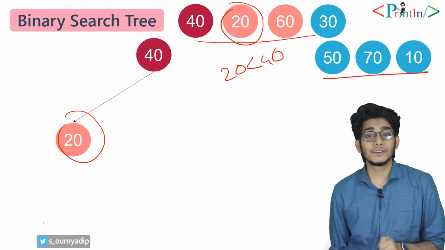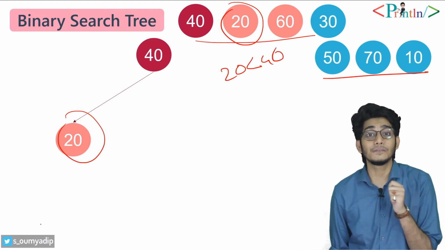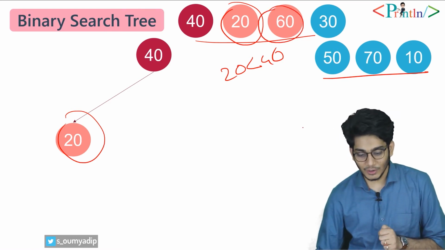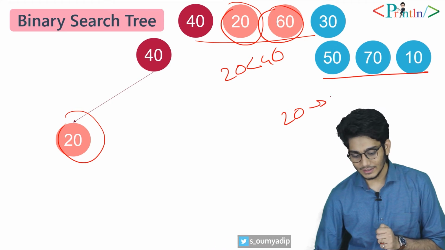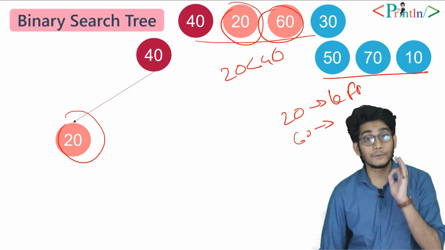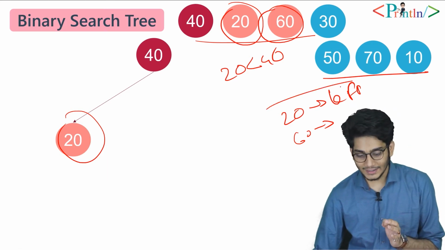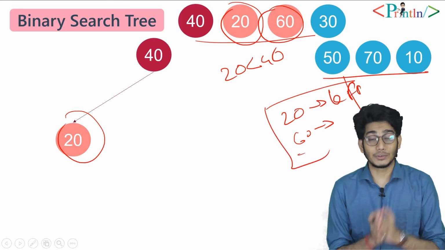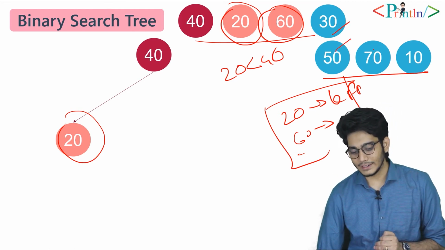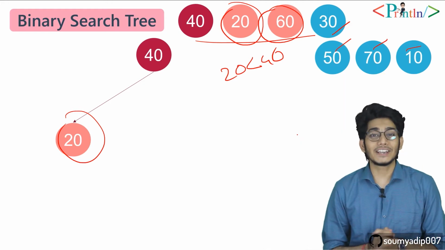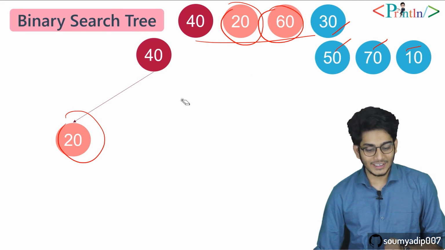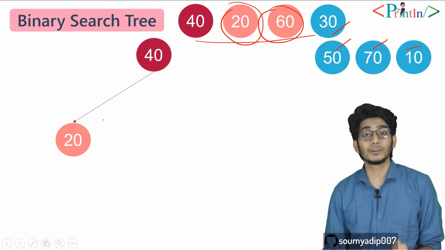Now again pause this video and write in the comment section where we'll insert this value, that is 60. You can do one thing: pause this video and write, let's say, 20 left, 60 right, or whatever. If you know the answer, write your answer like this: 20 will go to left, 60 will go to right, and where 30 will go, where 50 will go, and where 70 and 10 will go. If your answer is right, you will get a heart from our channel. So 60 is greater than 40, so it means 60 will go to the right.